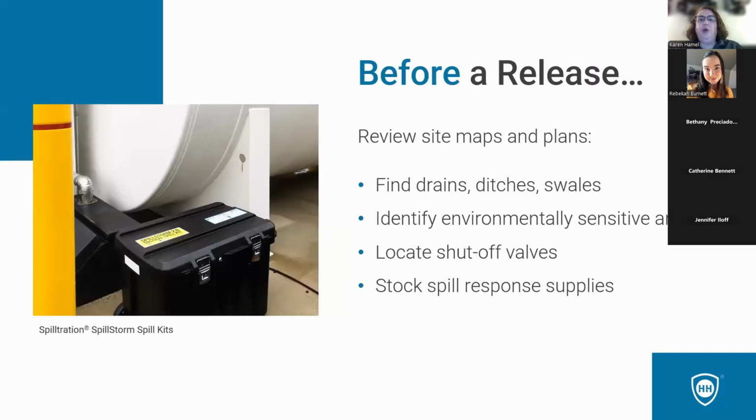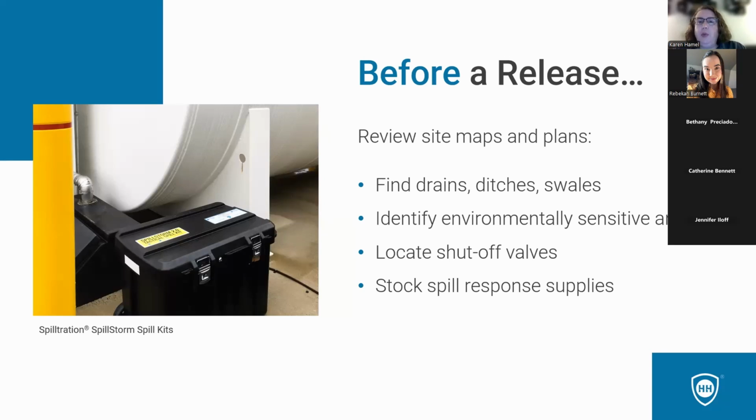So what can we do before release? Look at your site maps, look at your drawings of your facility, look at what you've got on site. And within those things, where are your sensitive areas? Where are your storm drains? Where are your bulk storage areas? What do you know about your facility, and what can you do to put stopgaps in place to prevent the pollutants from getting out?